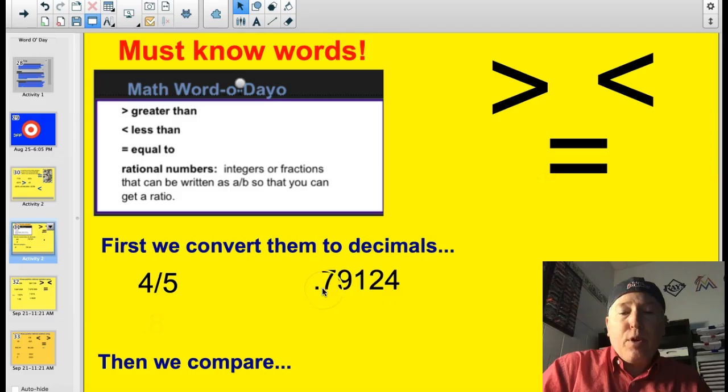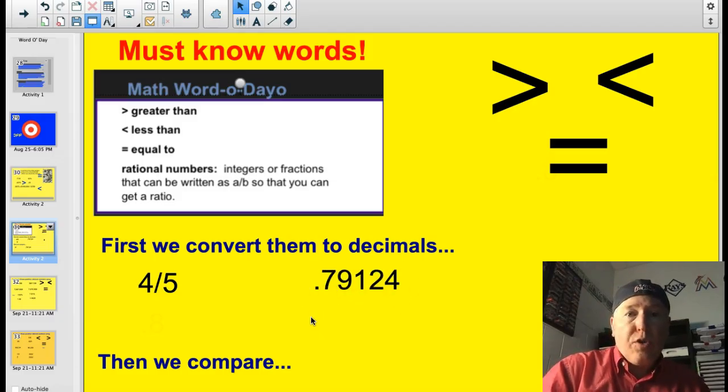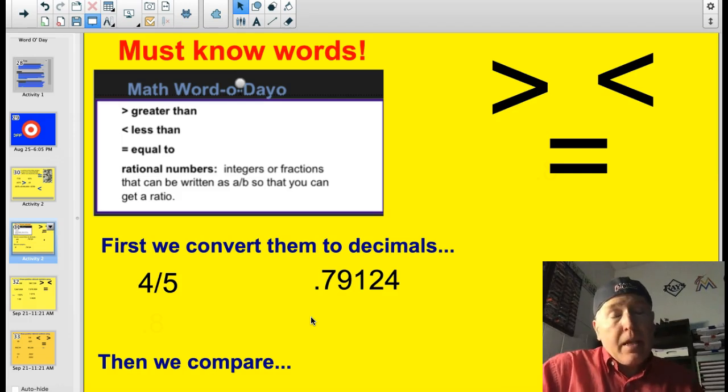79.79124. I could put a fraction bar under this, put a 0 under each of the digits and put a 1 in front of the whole thing and make it into a fraction, right? That is also a rational number. Anything you can express as a fraction.